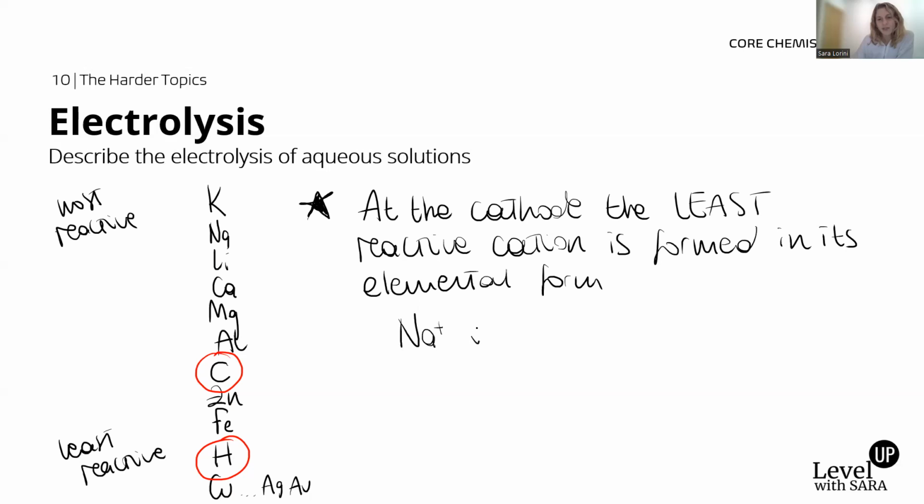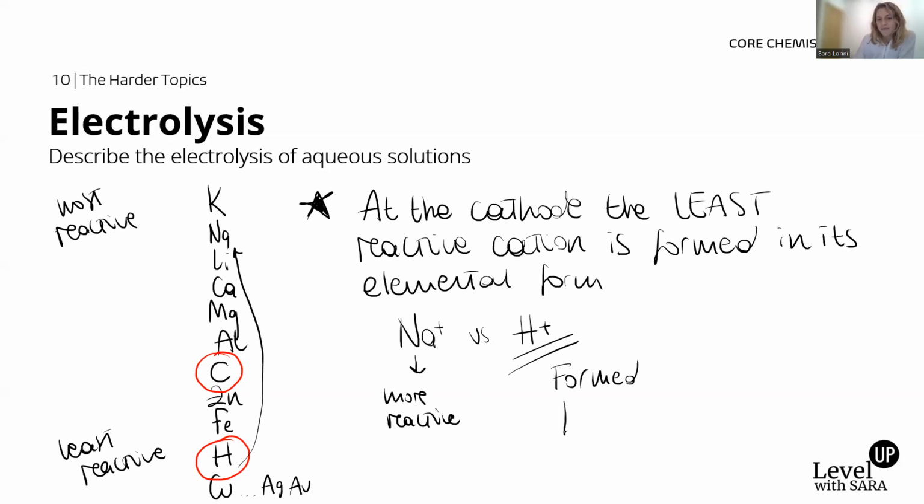So let's say that we have sodium versus hydrogen ion. We can see that sodium is more reactive than hydrogen because it's up here in the series. Hydrogen is here, sodium is up here. This means that the product of this electrolysis is hydrogen. And remember that hydrogen in its elemental form is hydrogen gas. So the product of this electrolysis would be hydrogen gas.